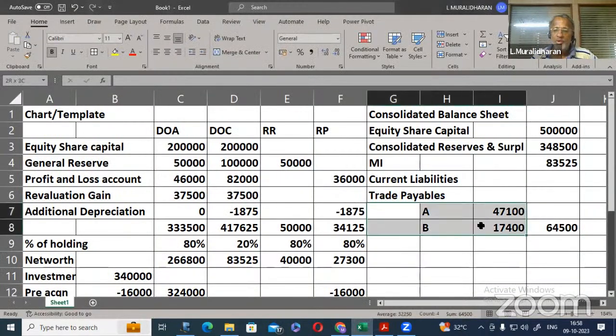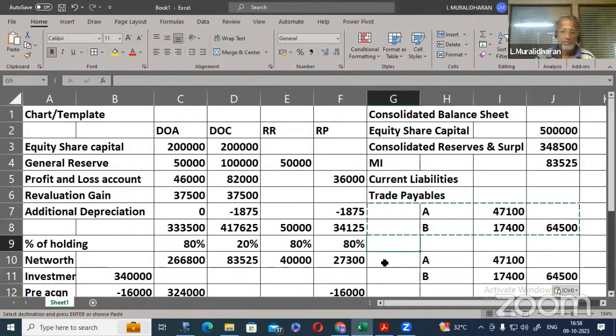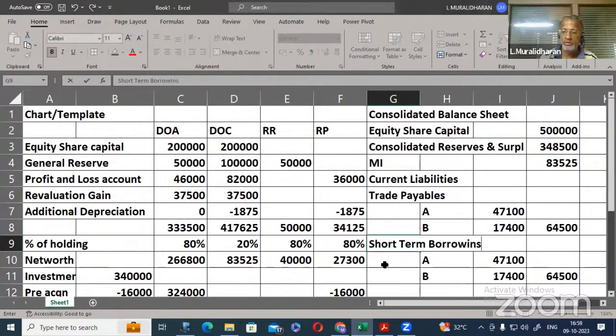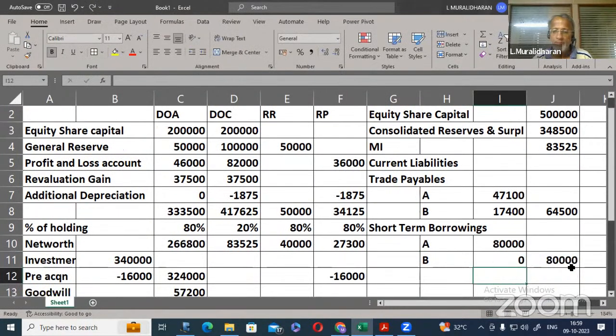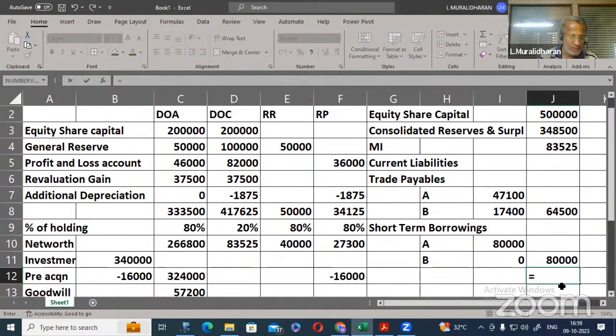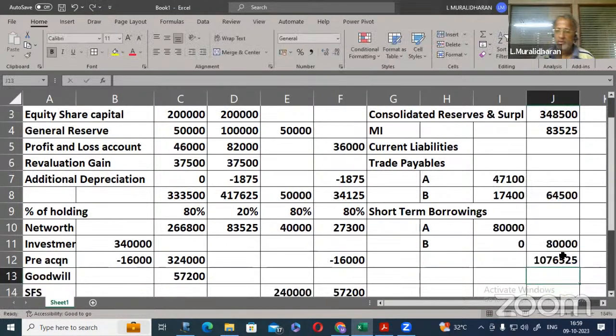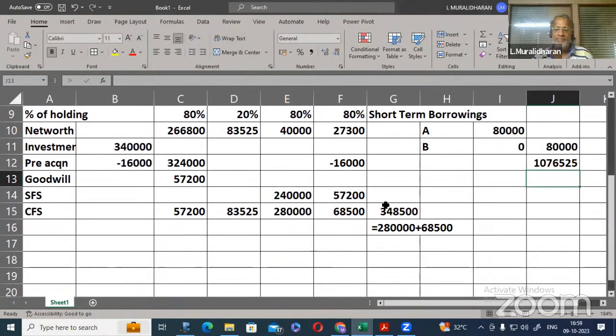So I would like to take up this short-term borrowing. So it is 80,000 and 0. Now, there is nothing that we need to be really worried about. So now let us just sum up. It is 1076,525, right?